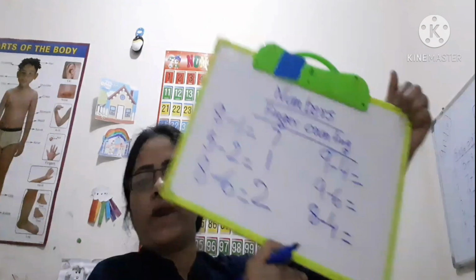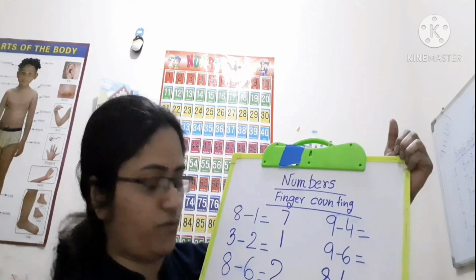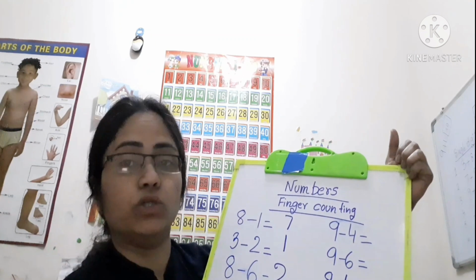Again, 8 minus 1 is equal to 7. 3 minus 2 is equal to 1. 8 minus 6 is equal to 2.